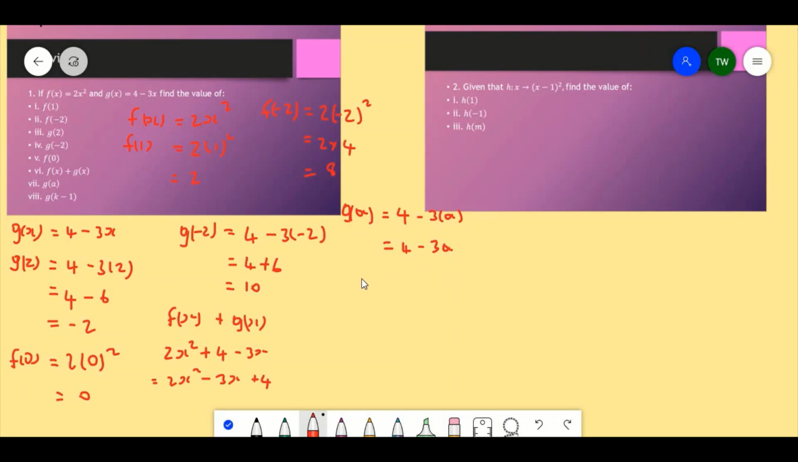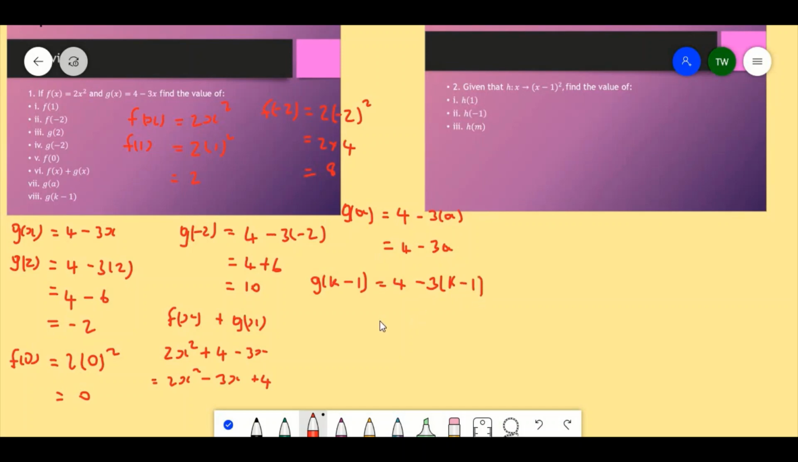So the last one, we're asked to find g of k minus 1. Again, it's a substitution. So we know that g of k minus 1 is going to equal 4 minus 3, open bracket. Instead of putting x, we're going to replace that with just k minus 1. So it's going to be k minus 1.